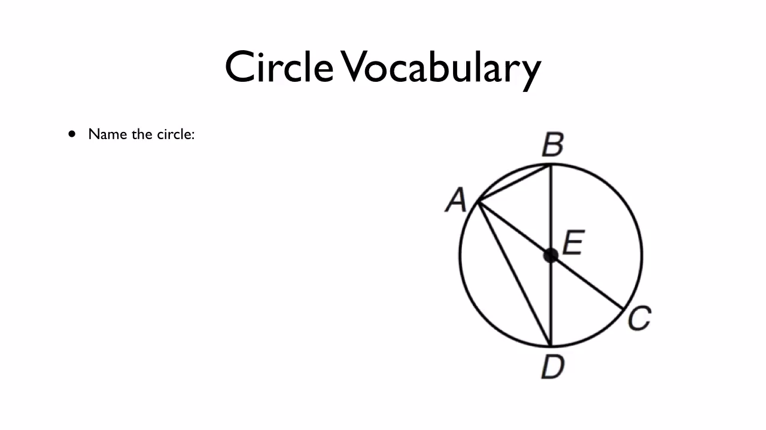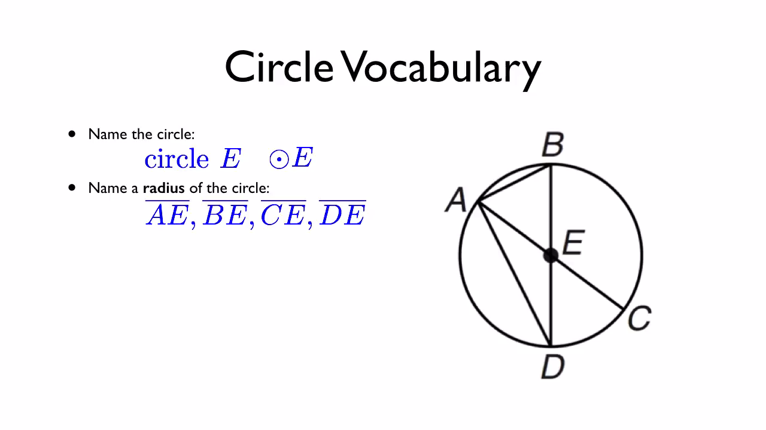If we wanted to give the circle a name, we name circles based on their center points. So I would call this circle E. Alternatively, you can use this symbol, kind of an O with a dot in it, that represents circle E as well. Next, if I asked you to name a radius of the circle, you have a bunch of different choices. You could say segment AE, segment BE, CE, or DE. They are all radii of the circle.